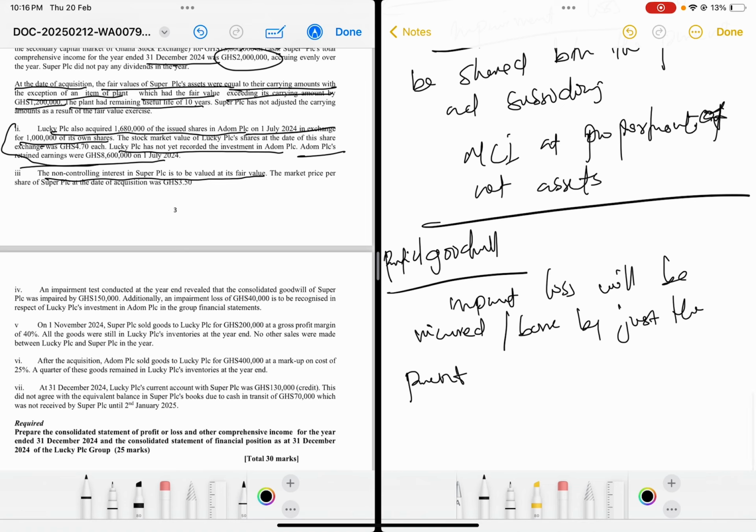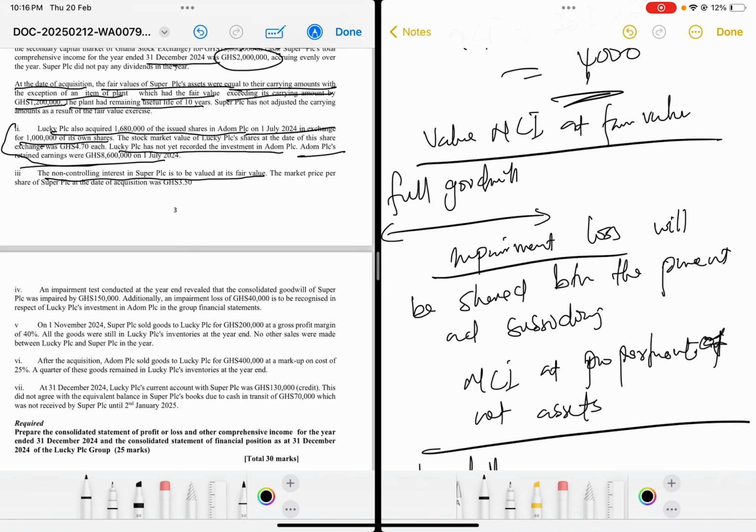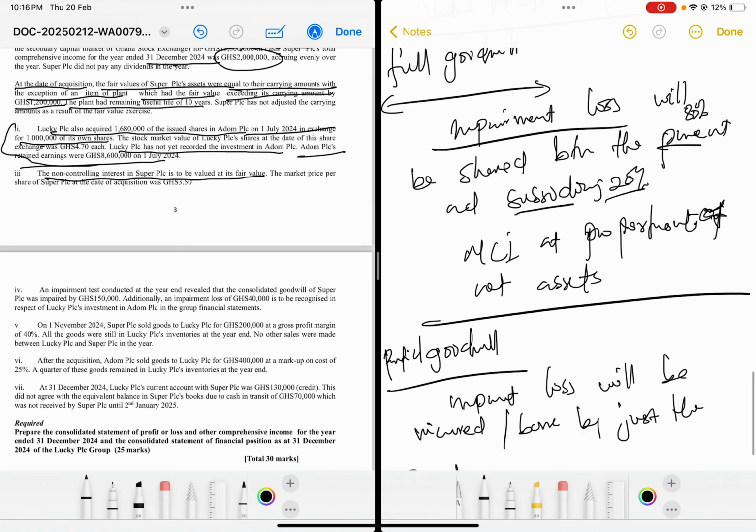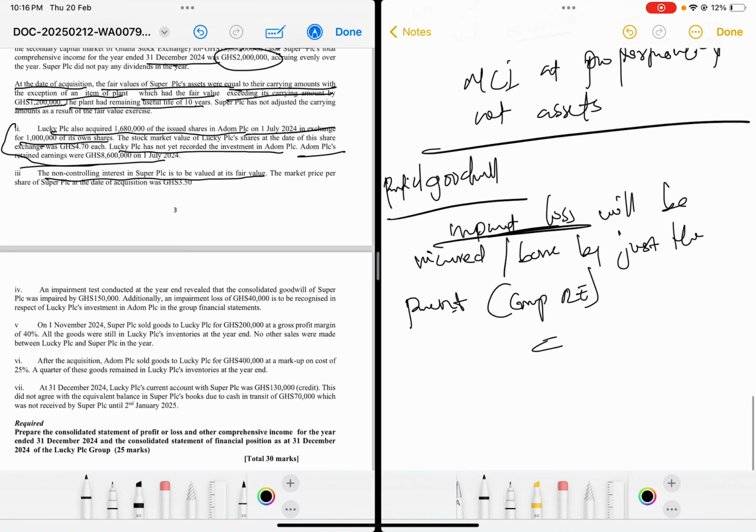So if the NCI is valued at fair value, the impairment loss will be shared by both the parent and the subsidiary in their proportion. So if this is 80%, the parent takes 80% of the impairment loss. If the subsidiary is 20%, the subsidiary will take 20% of the impairment loss. But if NCI is valued at proportionate share of net assets, the full impairment loss will be borne by what? The parent. So you subtract the full impairment loss at the group retained earnings. So take note of this.